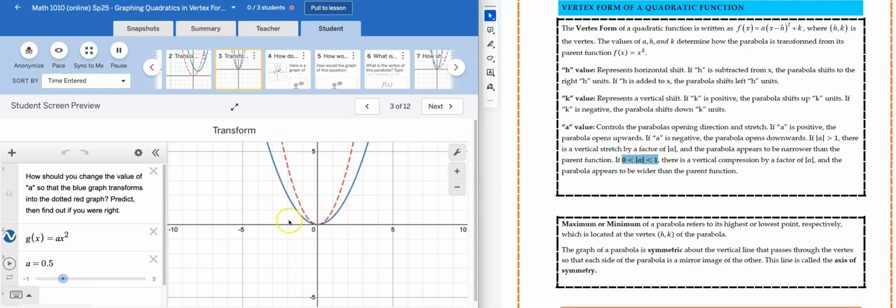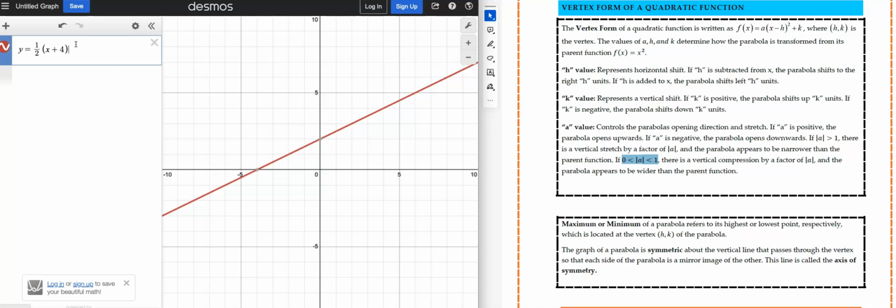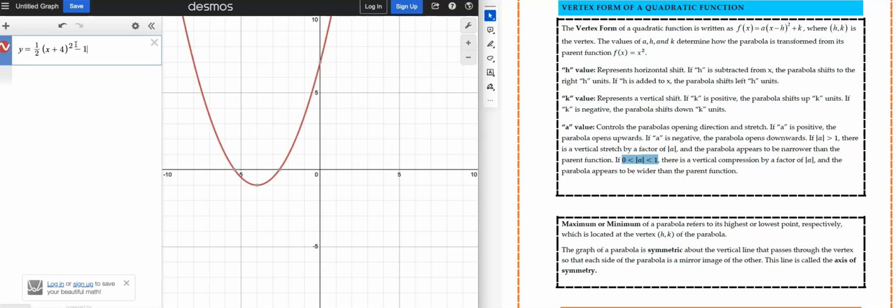Yeah, these are all kind of a little bit skewed. Maybe I'll just go over here to this graphing calculator. So if I put in y equals 1/2, and then I think it said (x plus 4) all squared, and then minus 1. Right.